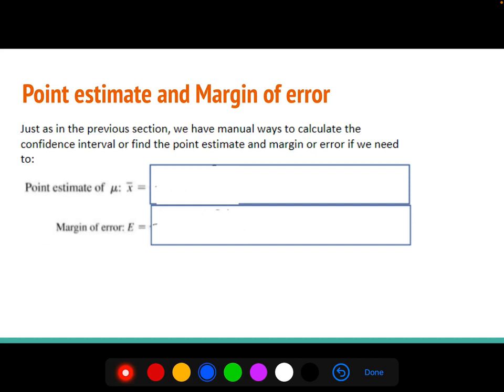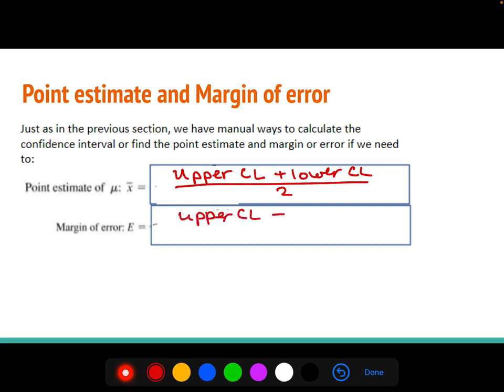Some more formulas, similar to what we had earlier. x bar, that's the point estimate of mu, and margin of error E. Look at that. It's your upper confidence interval limit plus your lower one divided by 2, and this one's your upper minus your lower one divided by 2.